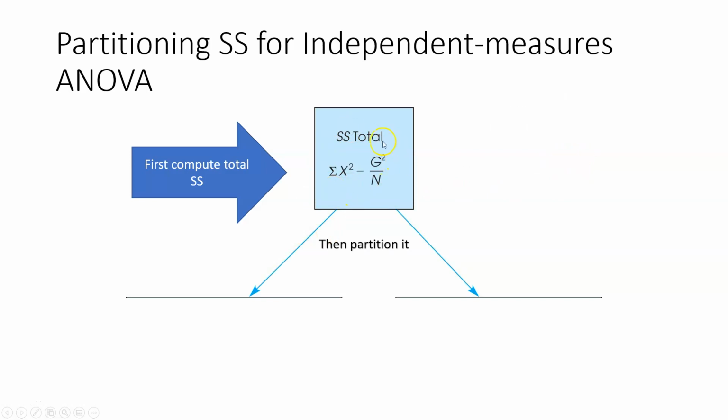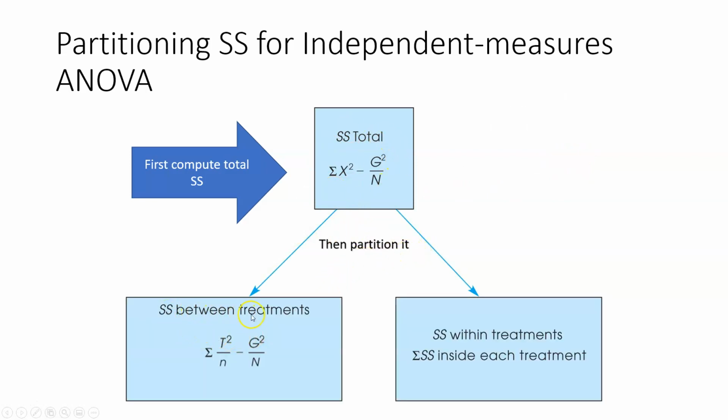Then you take the sum of squares total and partition it into two parts: the sum of squares between treatments and the sum of squares within treatments. A formula is given here for the sum of squares between treatments. Students often get confused here, so I beg you, please pay attention to this.